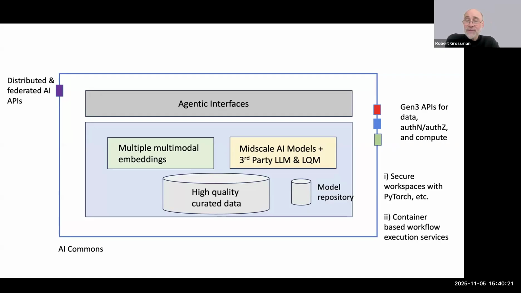So, I'll summarize those on the right. We do need meshes to do distributed and federated APIs for AI. I'll come back to that. I'll break this into just a few things. One, we want multiple multimodal embeddings.